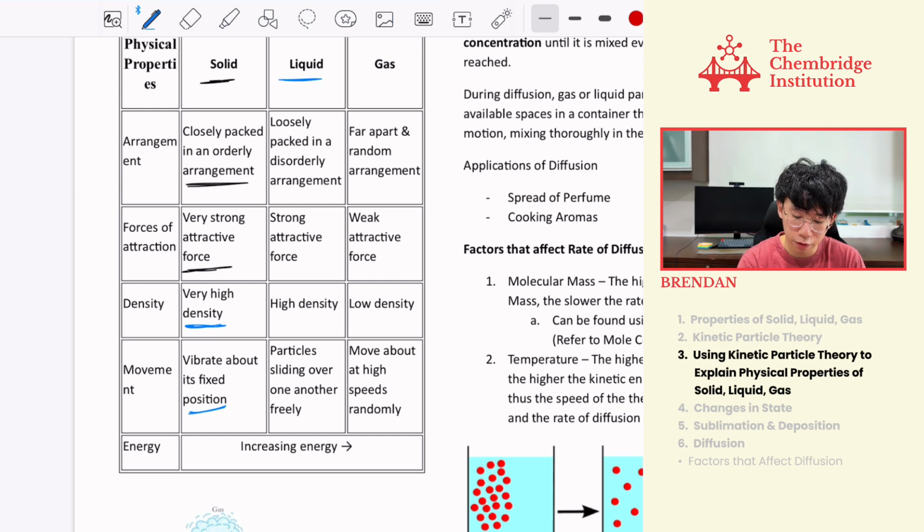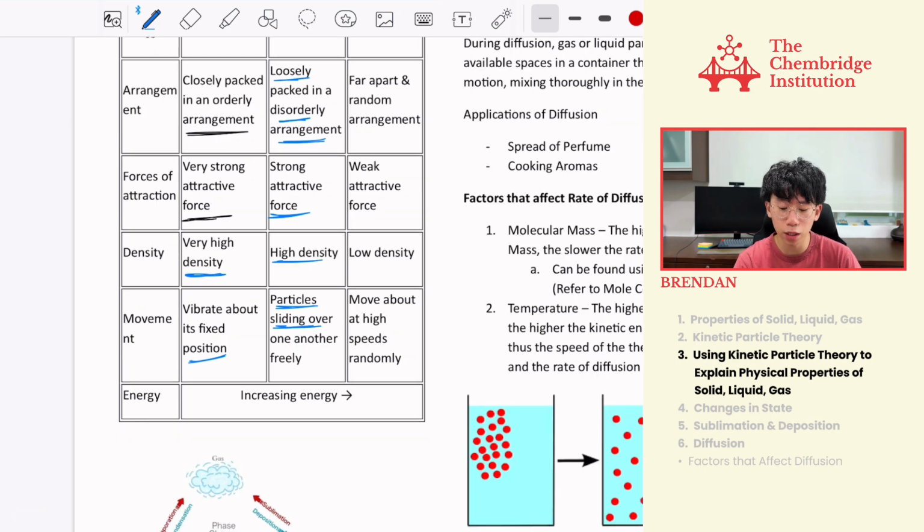For a liquid, the particles are loosely packed in a disorderly arrangement. They still have very strong attractive forces, just not as strong as a solid, and still have a very high density, again not as high as a solid, but still high. And instead of vibrating about fixed positions, since they're more loosely packed, you can imagine the particles are sliding over one another freely.